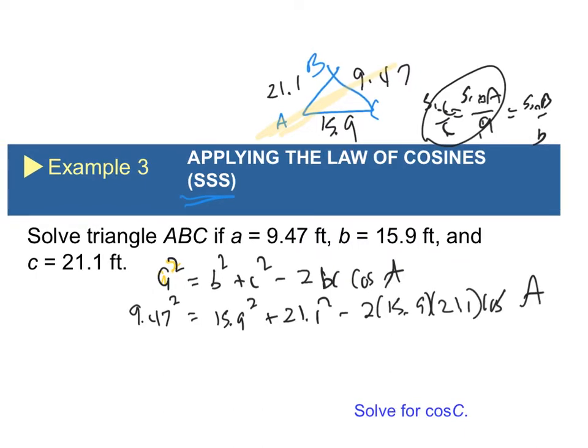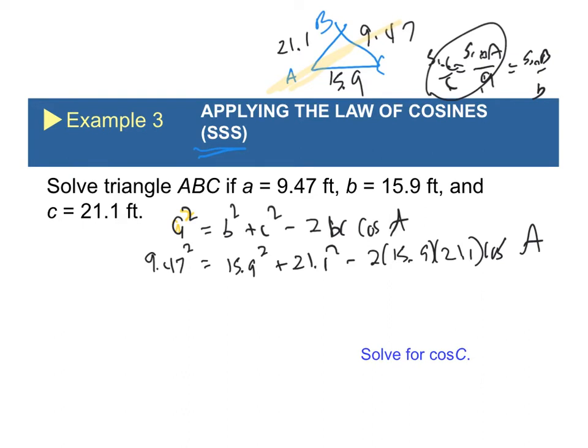So what's going to happen? You're going to work this out. Then you're going to remember there's a minus here. You're going to multiply these three numbers, the 2, the B, and the C. Then you're going to solve it for the cosine of A.